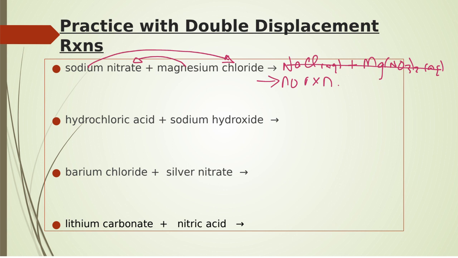Hydrochloric acid and sodium hydroxide. So probably most of you, your radar should go up. You've got an acid and you've got sodium hydroxide, which is a base. Okay, so this is a neutralization reaction. We know this reaction is going to go to completion because neutralization reactions will produce water, which is a liquid.